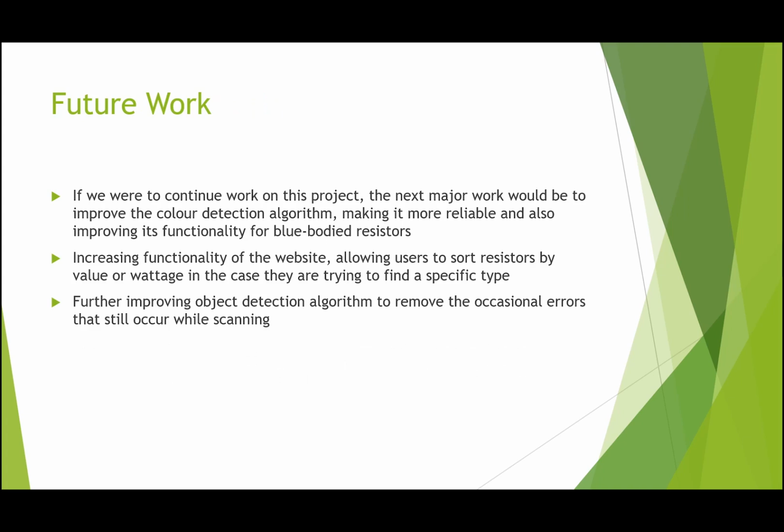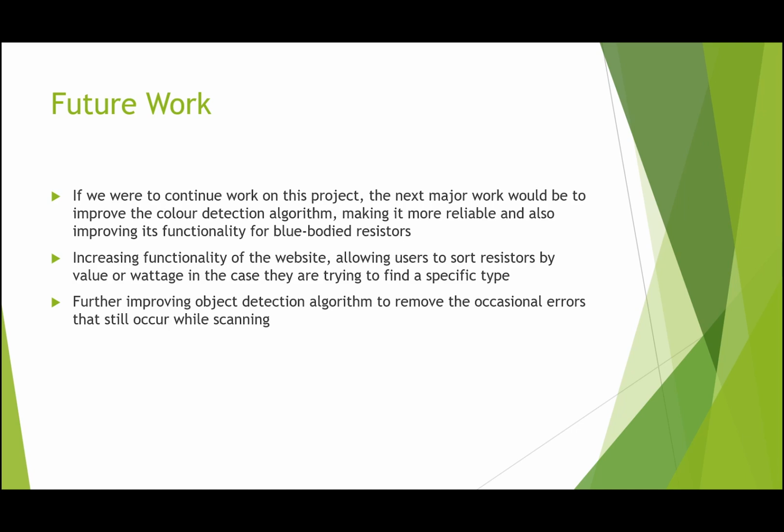Now to talk about where this project could be taken next if we or another person or team were to continue working off of our design. The first obvious step would be to commit to using a higher quality camera and improving the color detection algorithm to be more reliable for beige-bodied resistors, as well as verifying that it functions for blue-bodied resistors, and if it doesn't, then implementing functionality for blue-bodied resistors as well. Another improvement that could be made is increasing functionality of the web application, such as allowing site visitors to sort the resistors based on value and/or wattage, in cases where someone is checking to see if there are specific types of resistors available for use in the labs.